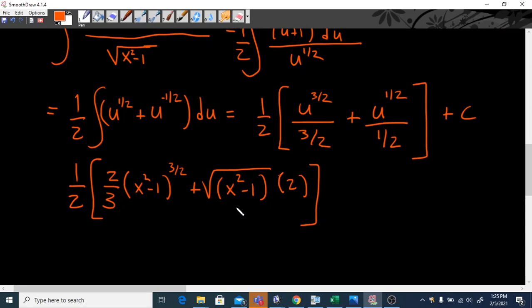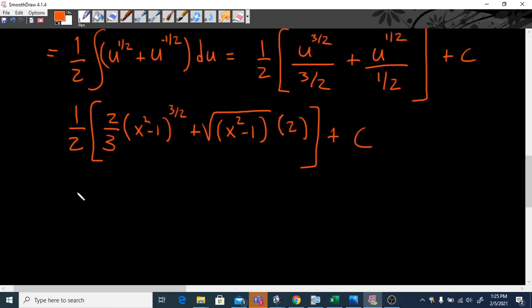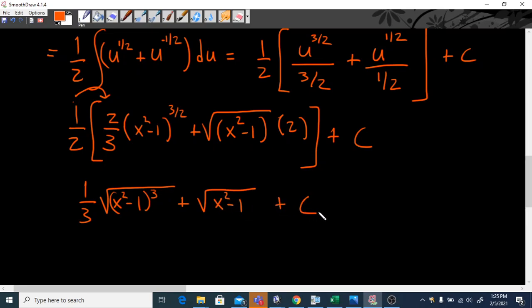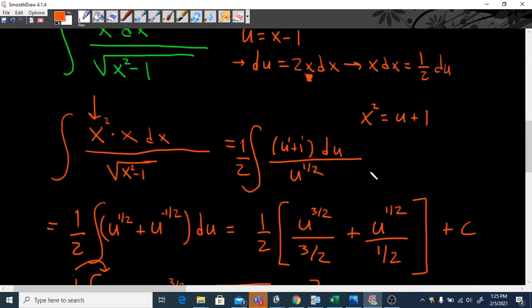Okay? So there's that. And then, you know, we can technically keep it here. I will go ahead and distribute the 1/2. That's going to give me 1/2 times 2/3, which is 1/3. And then this is going to be the square root of x squared minus 1, whole thing cubed, plus, and then 1/2 times 2 is just 1, so I'd get plus the square root of x squared minus 1. Plus c, okay? So that one was a little more challenging.